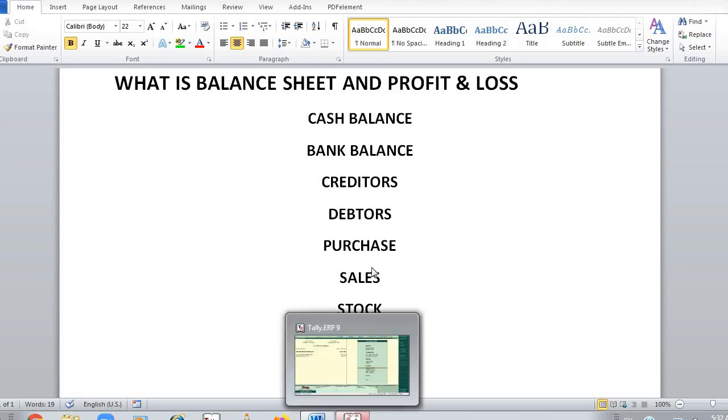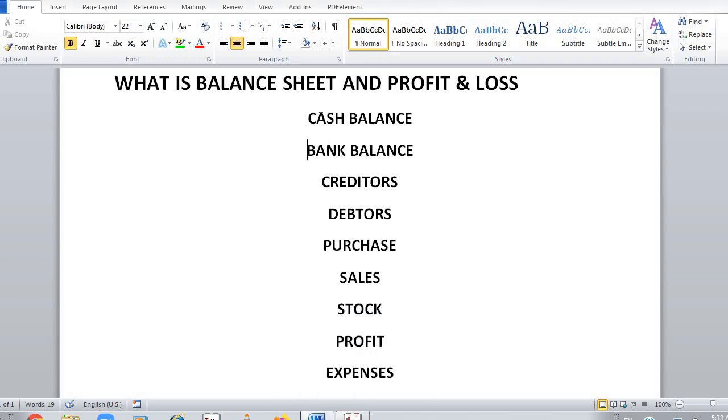So to begin with, in the balance sheet and profit and loss account, you can check your cash balance, bank balance, your creditors, your debtors, your purchase, your sales, your stock, your profit and your expense. How much cash sales you have done, so how much balance you are having, how much sales you have done through bank, so how much bank balance you are having, how much you need to pay to the party, how much money you will be receiving from the party, how much purchase you have done, how much sales you have done, after doing purchase and sales how much stock you are having, how much profit you have made through purchase and sales, and how much expense you have incurred in the business.